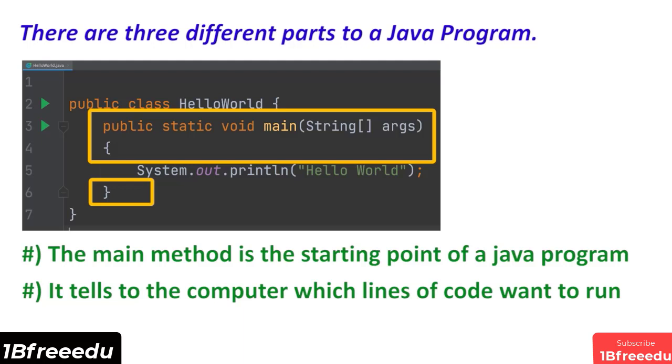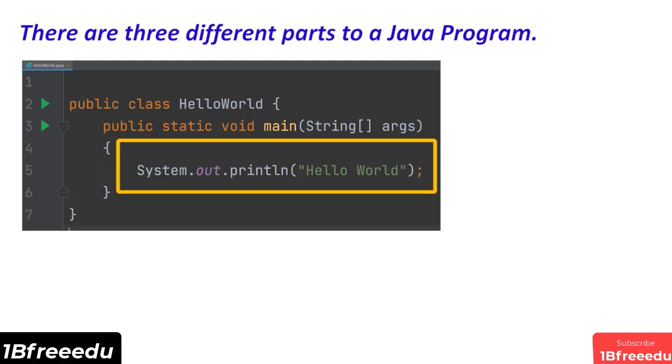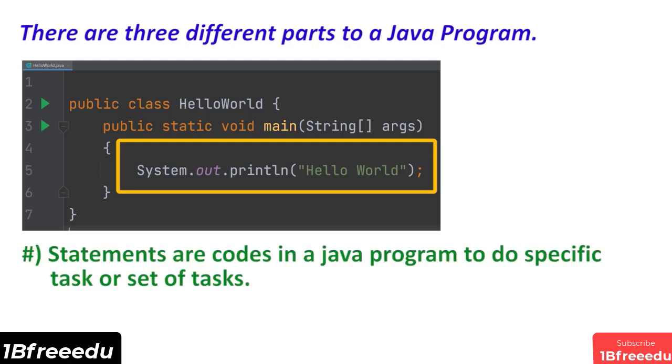Okay, finally, statements. Statements are code in a Java program to do specific tasks or sets of tasks. In other words, statements mean lines of code to achieve the purpose of the application. For example, here we wrote a Java program. That task is to print hello world in the console. To achieve that, we wrote the println command. So, this is the statement of this program.